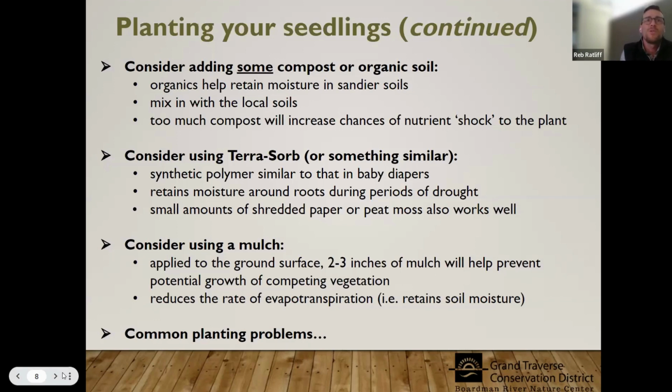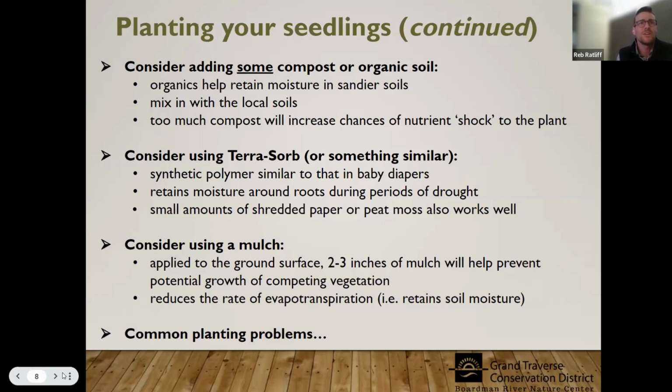You can add some compost or organics into your soil if you have a sandy site. Organics really do help retain a lot of moisture in the soil. If you do add compost, like a dairy doo or something, you're going to want to make sure you jumble it in with those local soils so that it's more of a homogeneous mix and you don't potentially cause what they call nutrient shock to the plant, where it's transplanted into a soil setting that's much richer than what it was grown in at the nursery.